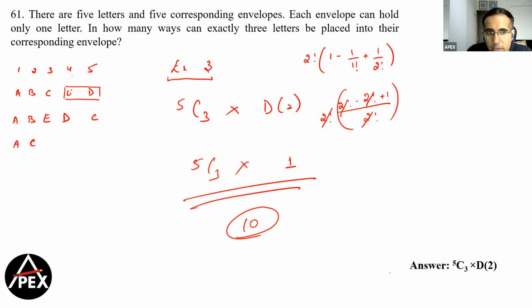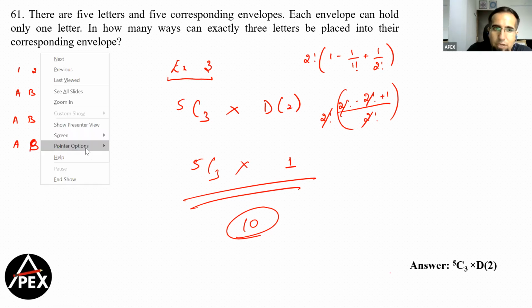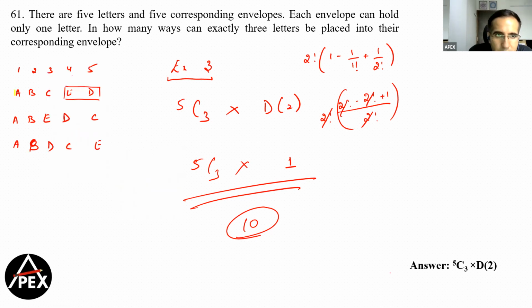Clear. Then I can go with A, B, C is done. A, B, D is done. Then I can go with A, B, and E here. So C is coming here and D is coming here. So if you observe, in each of the cases, what is happening? This is one of the 5C3 pairs. Second pair among 5C3 pairs. Third pair among 5C3 pairs.